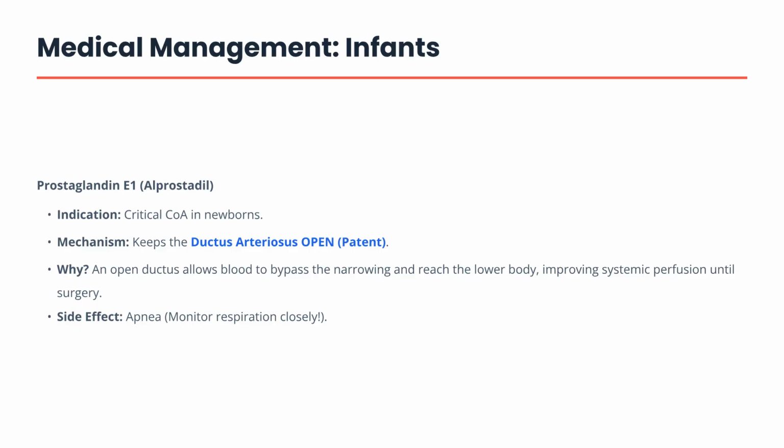Medical management for critical COA in infants involves prostaglandin E1, or alprostadil. This drug keeps the ductus arteriosus patent, allowing blood to bypass the narrowing and perfuse the lower body until surgery.